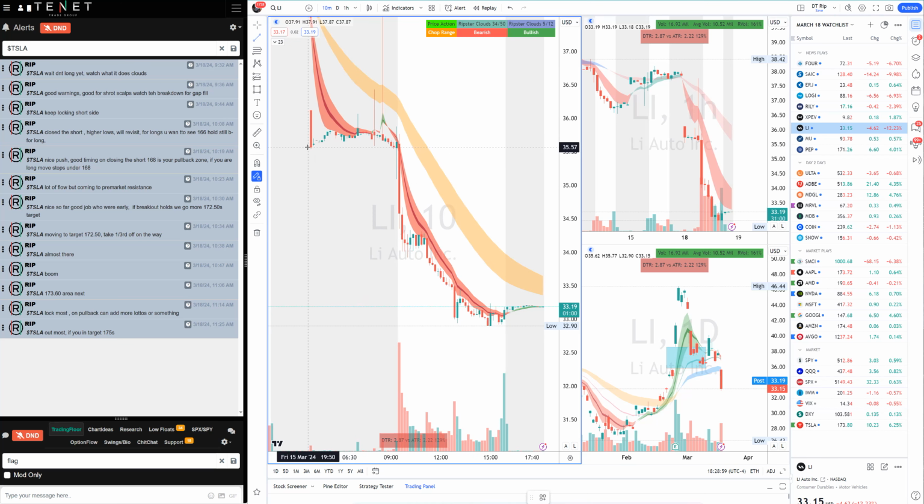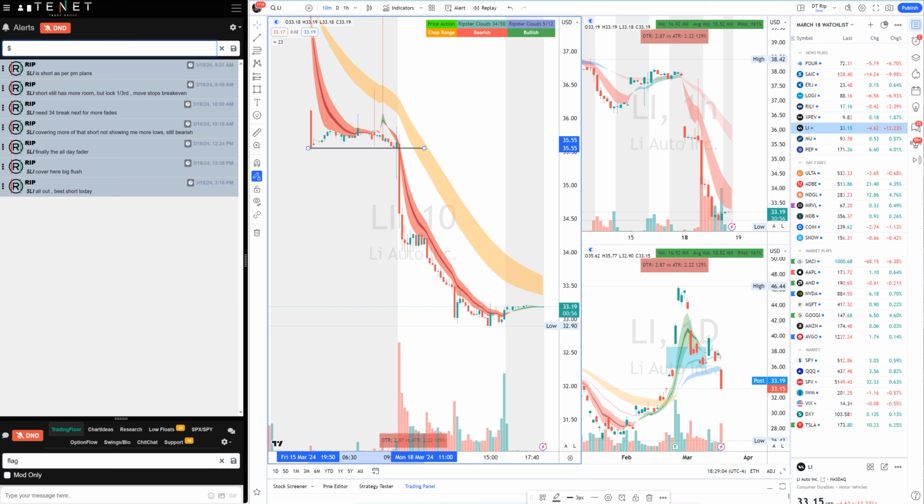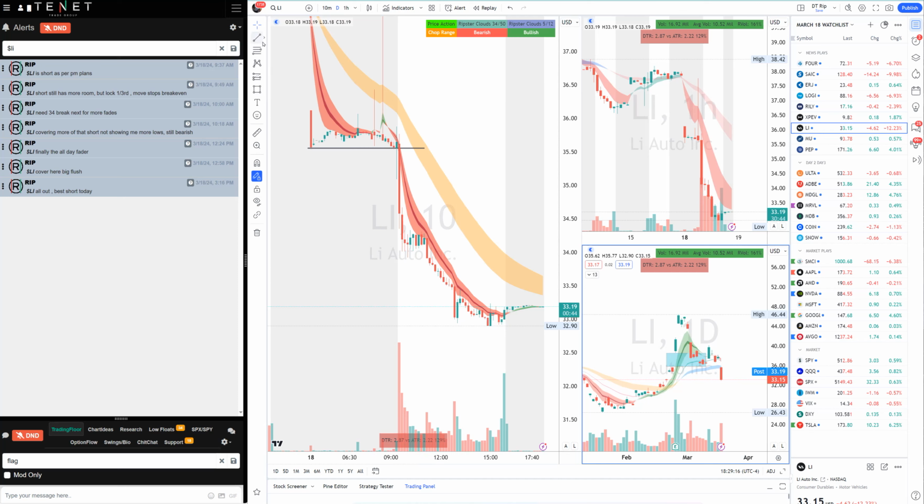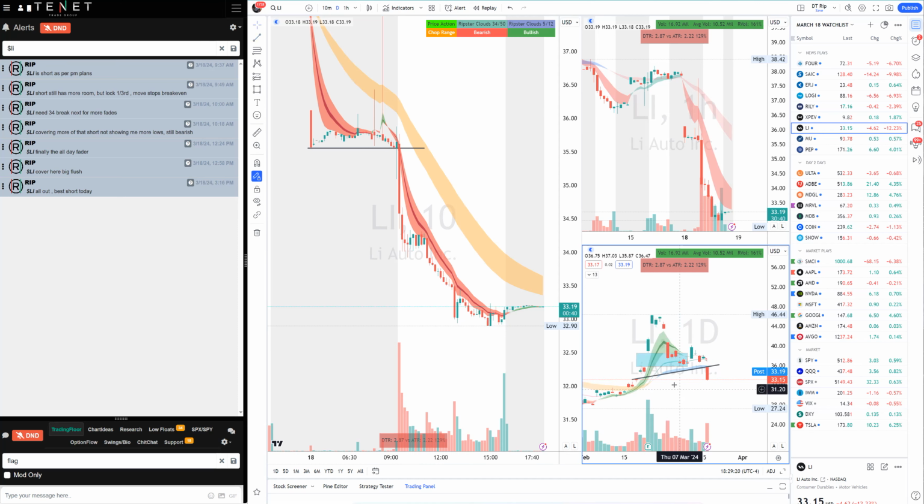This 35.50 gave up right away at the open, and that's when I said, that's the short right there. Ideally, anybody trading LI should already be in before I mention it. The other thing was it was breaking the daily 50 EMA. You can see it here, it's breaking the daily 50 EMA. So it's all bearish, right?